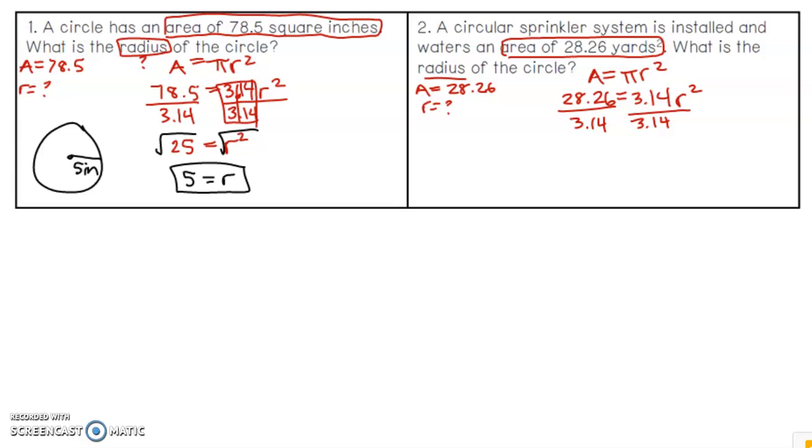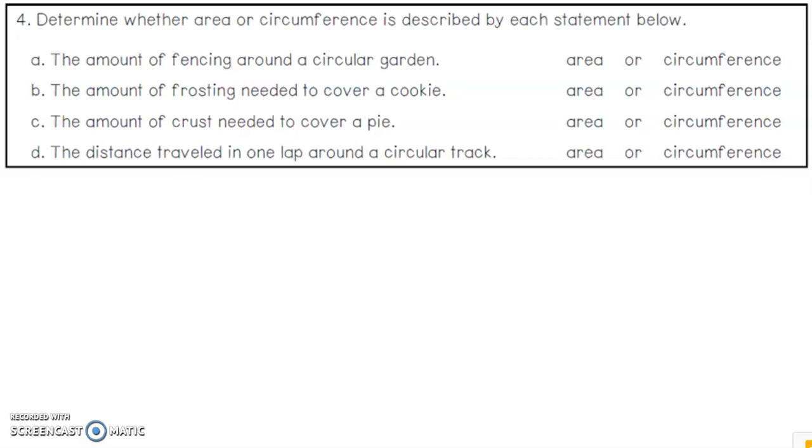And that's going to get you 9 equals r squared. Remember, we're not at r just yet. We're going to take the square root. And so our radius is actually 3 yards. So in this circle, the radius is going to be 3 yards. Okay, so you can solve for the radius. And then if I wanted diameter, wouldn't I just double the radius, right? So lots of information you can find, just making sure you plug in the right way.